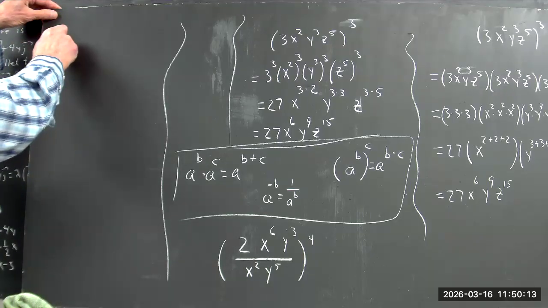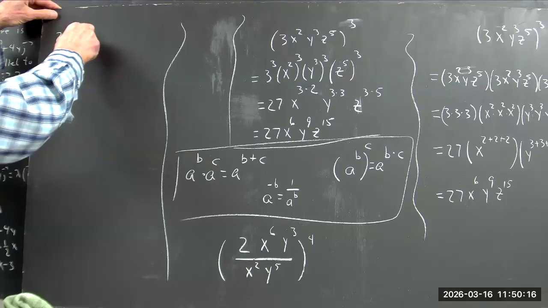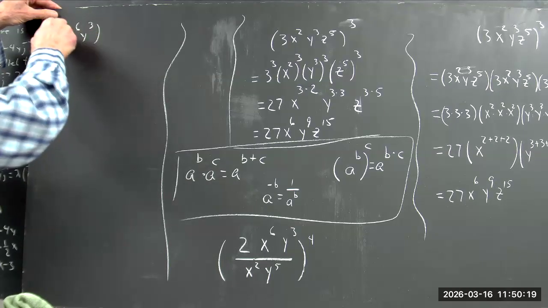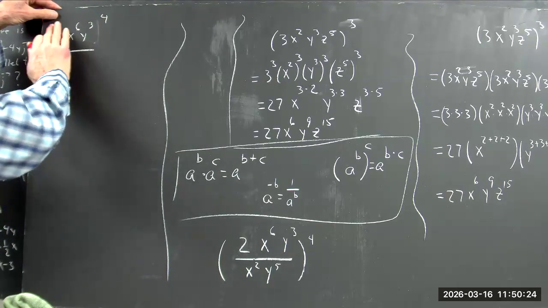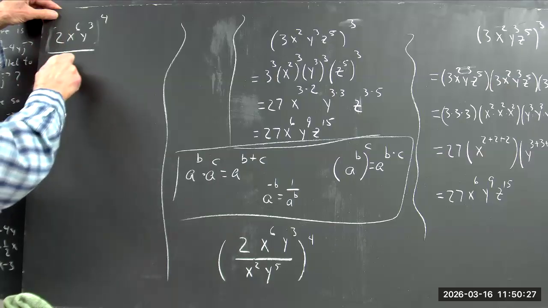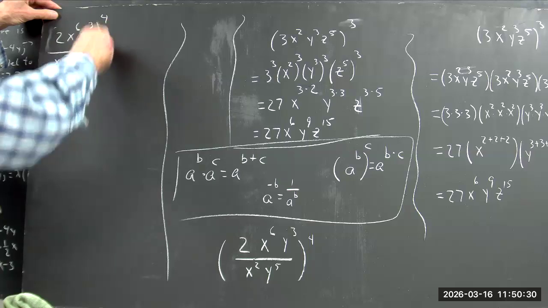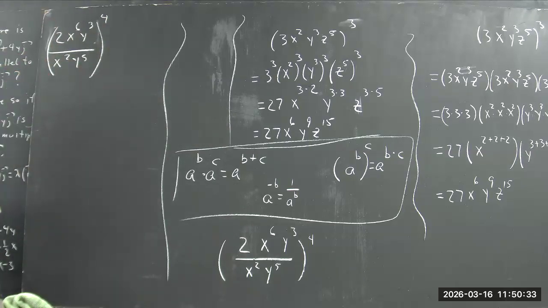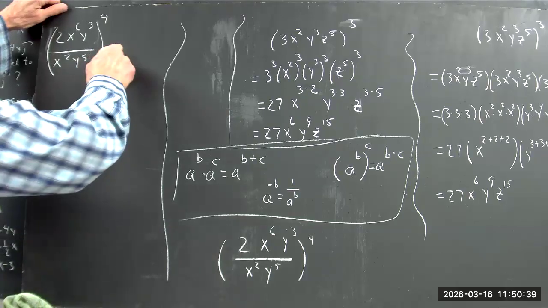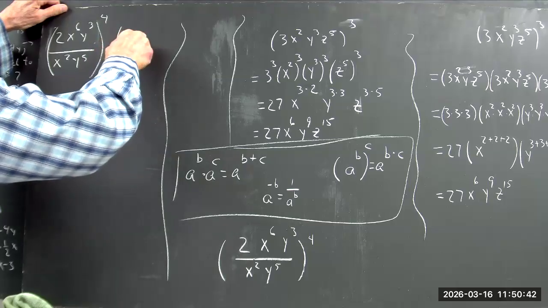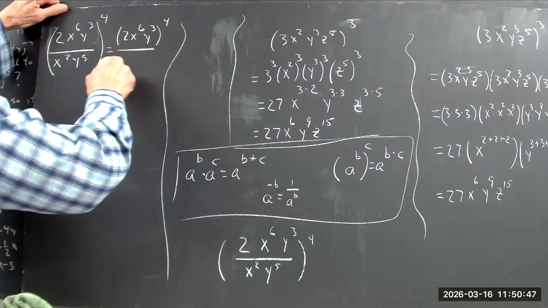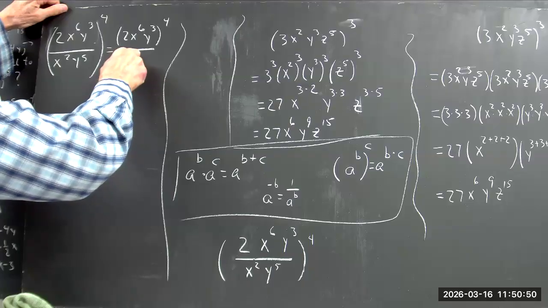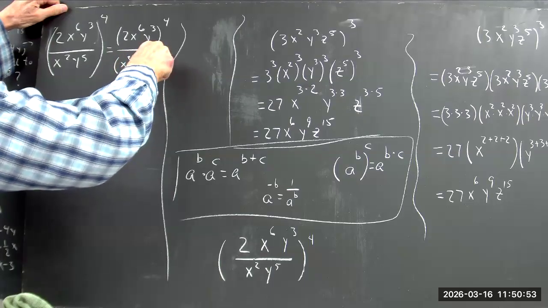Okay, so I've got 2x to the sixth y cubed to the fourth divided by x squared y to the fifth, that whole fractional expression to the fourth power. I could write that next as 2x to the sixth y cubed to the fourth divided by the quantity x squared y to the fifth, the fourth.